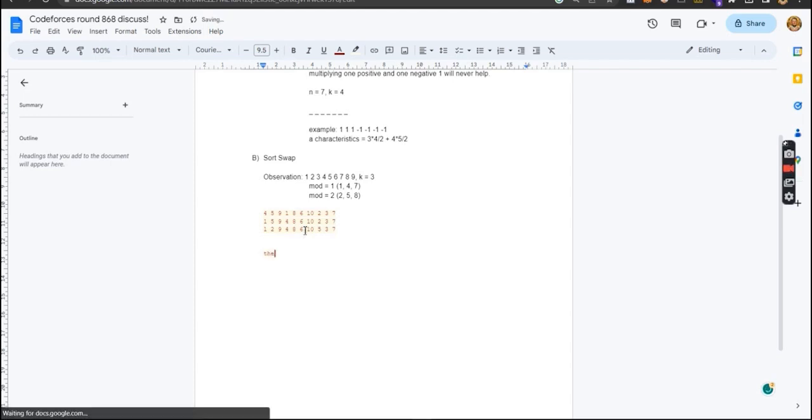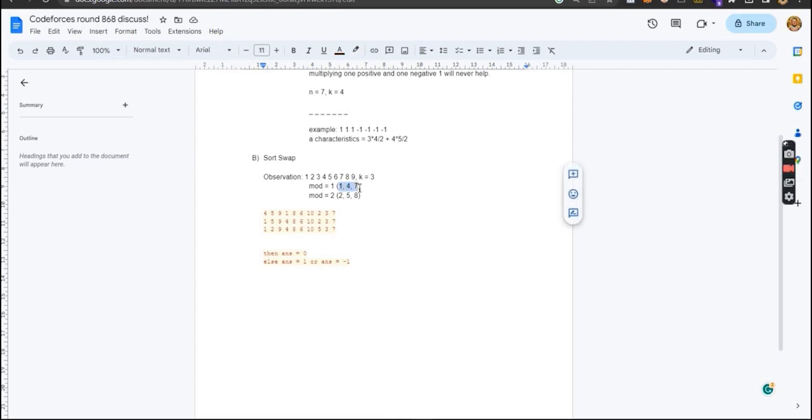And this traversal will go on, and if at the end of this you have a sorted array, then the answer will be 0, else the answer will be minus 1 in case you are not able to sort it.